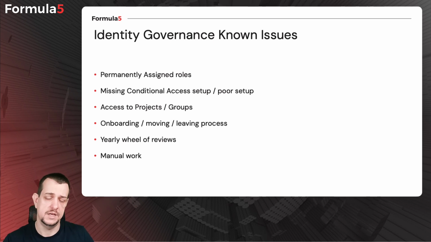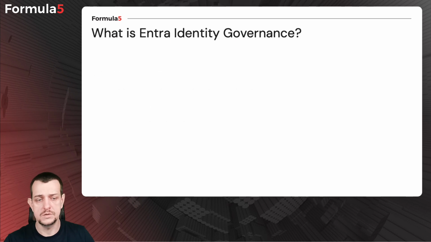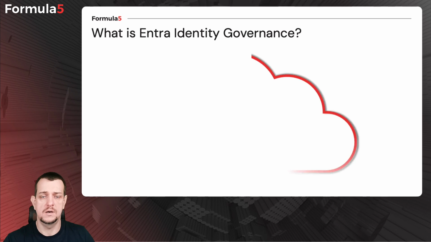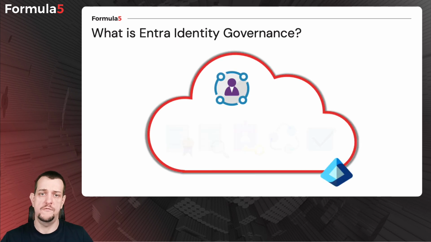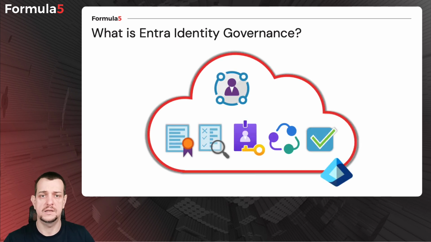Onboarding, moving and leaving process is also a problem for our customers. Yearly attestation/reviews are also a problem. It happens only when the audit comes. And then most of the things are done by manual work. So why can Microsoft Entra ID help you? It can help you because it has many features inside of this product, from entitlement management and access packages, then going through the access reviews, PIM, lifecycle workflows, and terms of use with conditional access. So those things can help us pretty well.